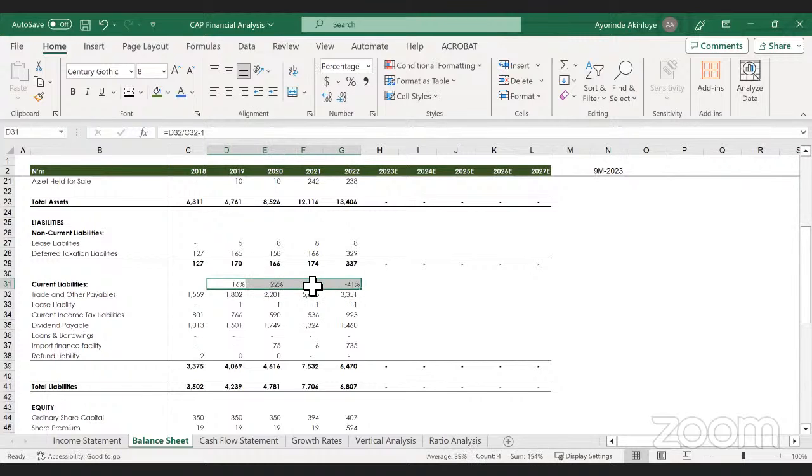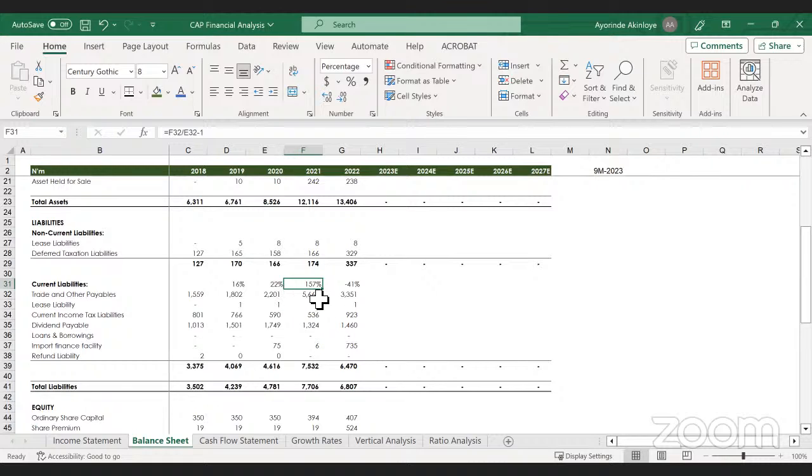So you can notice a big jump in trade and other payables in 2021, a 157% increase, right? That is something that is worth investigating. If there is no clue in the notes to the financial accounts when you look at the financial statements, for example, as an analyst, you might have a call with the company or a meeting with the executive management. It might be something you want to investigate: what was the reason for this spike?